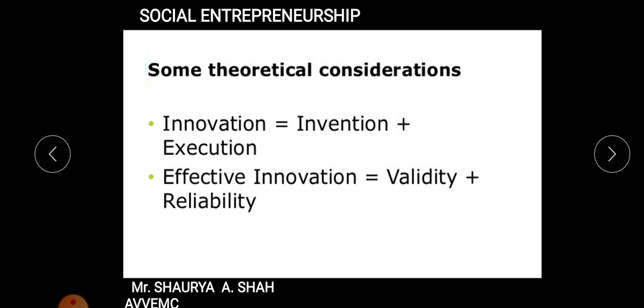And discovery, right? What do you mean by discovery, students? Discovery means whatever is existing there, you are finding it out, right? So again, that is known as discovery. So three terms: innovation, invention and discovery.